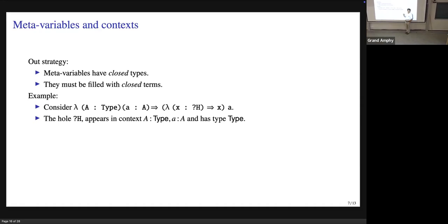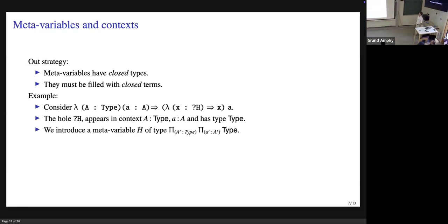So now you take this and you universally close it. You just say, oh, okay, let me just take the product over all this stuff here of that, and that will be the type of my H. So we're actually going to introduce a meta variable H of this type, which I got by closing the type of the hole by everything that's in the context, and I alpha renamed things just so that there's less confusion.